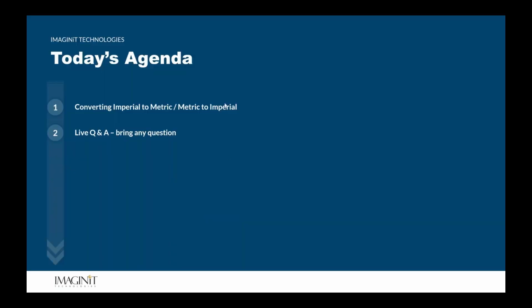So we only have two things on the agenda. First one is quite a hot topic, converting imperial to metric and metric to imperial, and some of the things that happen when you bring a millimeter drawing into your inches drawing, or you bring an inches drawing into your millimeter drawing, and some of the crazy things that go on. We're going to cover that. And then we'll go immediately after that into the live Q&A where you can ask all the questions you want. And again, I will do my best to answer those questions as I can.